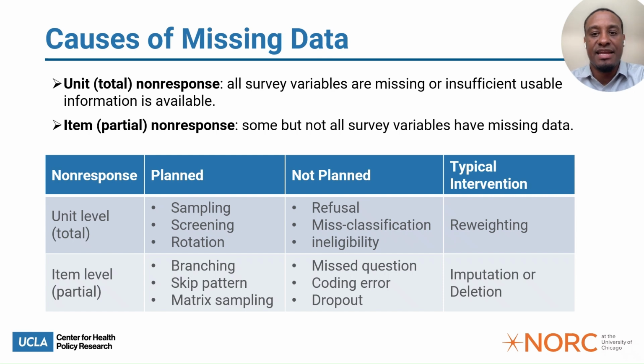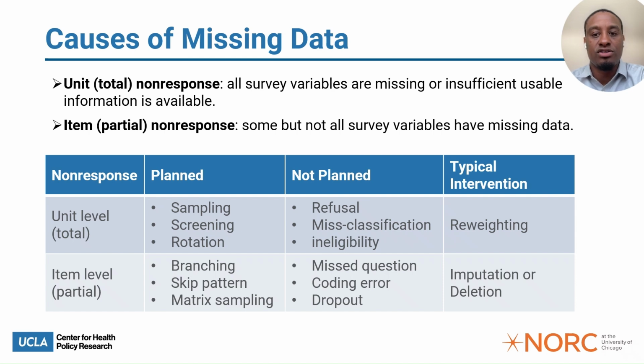To handle missing data properly, we first need to understand where it comes from. As you can see here, we break it down into two main types. First, there is unit non-response, which is when all survey variables are missing for a particular record, or the available data for the record is deemed not sufficient to inform the research. A simple example is when someone was selected for a survey but refused to participate. We have no data for them.